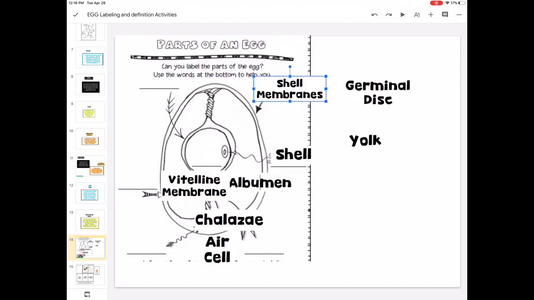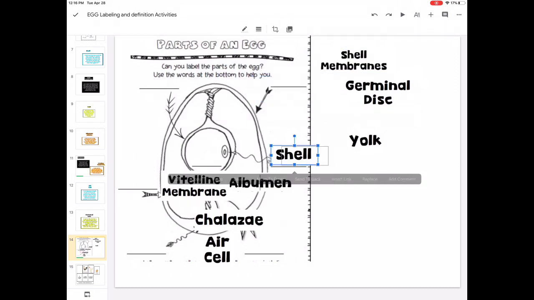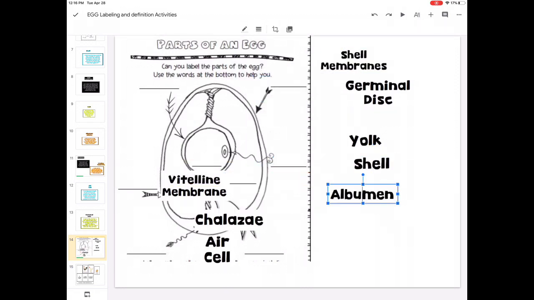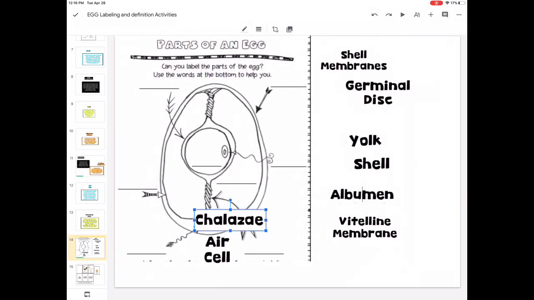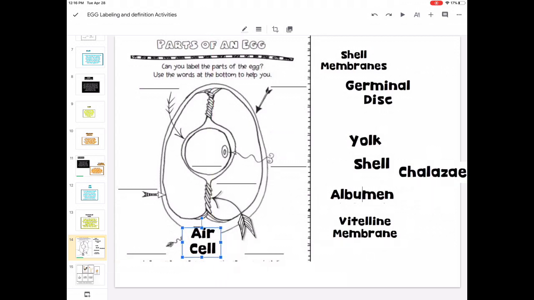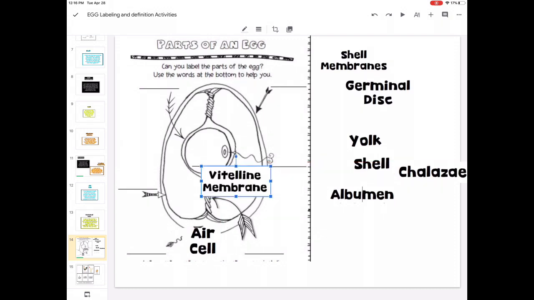Can we do this activity? So if we have all these words here, do you guys think you can help me move them into the right spot? All right, the air cell is, let's leave it right there. It's that little area of air at the very flat end of the egg. The vitelline membrane, well, we know that that keeps the yolk in place, right? So that's right outside of the yolk, this little outer lining.